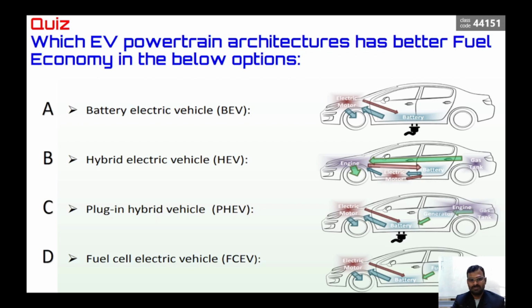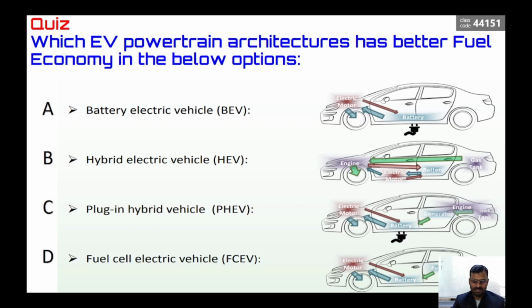Which EV powertrain architecture has a better fuel economy among the options below? This topic I have covered in the previous video. If you have watched the video, you will get the answer. Otherwise, if you know the answer, please let me know in the comment box. Option A, battery electrical vehicle; option B, hybrid electrical vehicle; option C, PHEV; option D, FCEV. Which is the correct answer? Please let me know in the comment box.